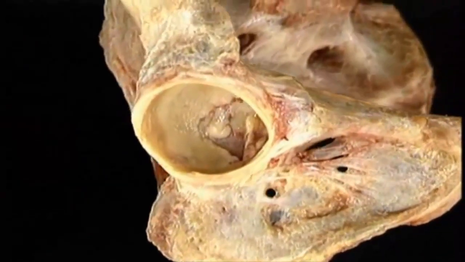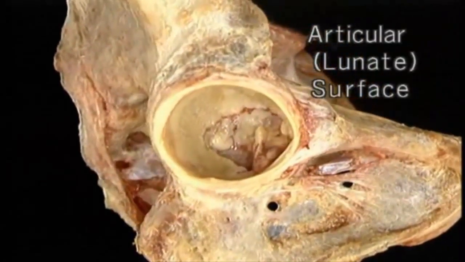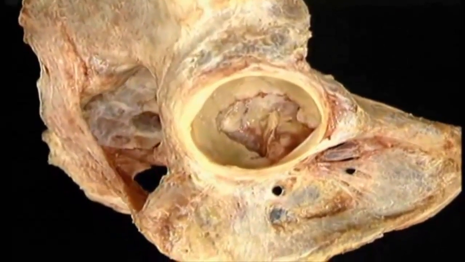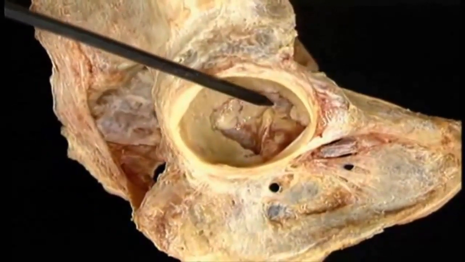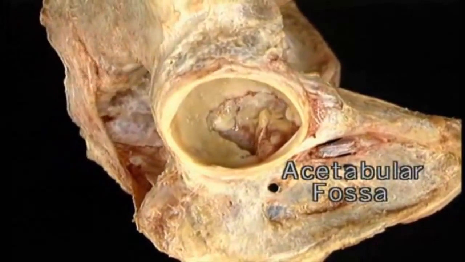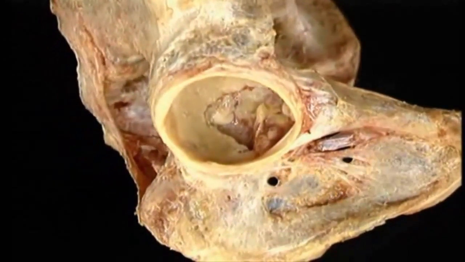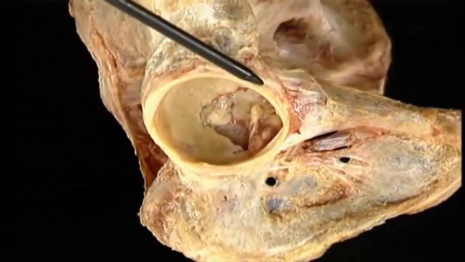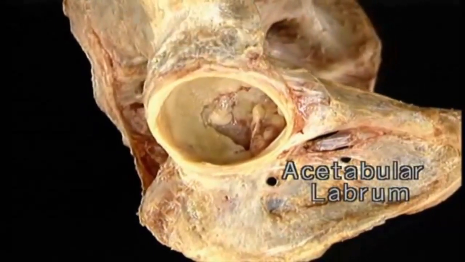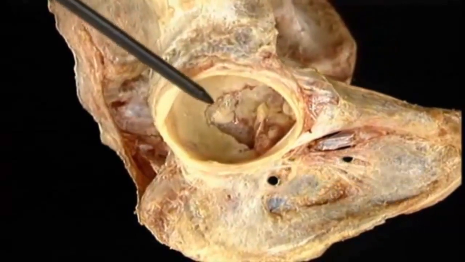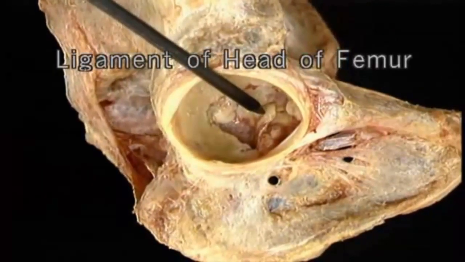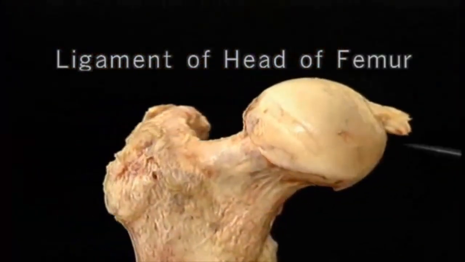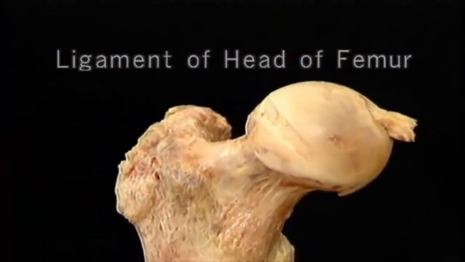Here's the broad C-shaped articular surface, sometimes called the lunate surface. This non-articular part of the acetabulum is the acetabular fossa. Around the edge of the bony acetabulum, this rim of fibrocartilage, the acetabular labrum, adds to the depth of the acetabulum. This is the cut end of the ligament of the head of the femur. Its other end is attached here on the center of the femoral head.